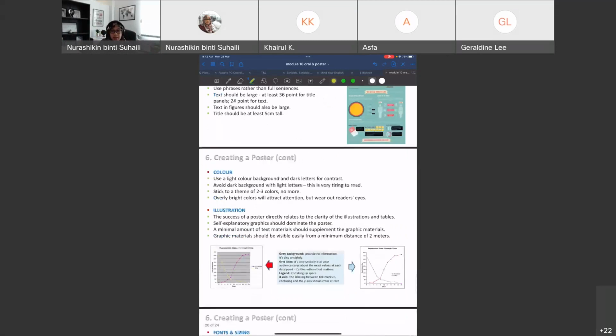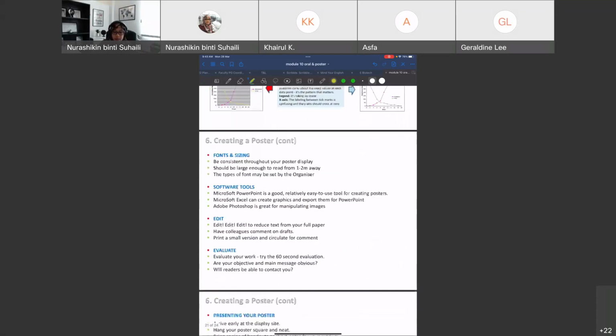For the color, there is a rule of thumb. Don't choose red as the background color. You should use white, something that is light. Then the font size and the tools. Normally it's PowerPoint. It's a very classic tool, but I can say it's still relevant in 2022, so you can go for it later if you want to create a poster. The rest is up to you.